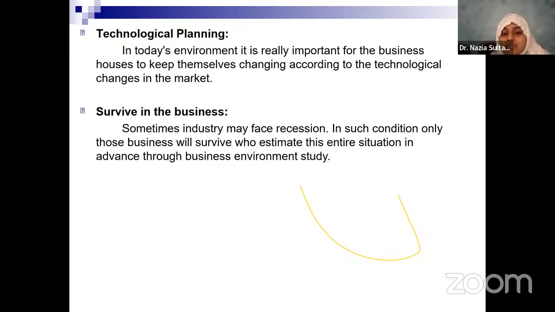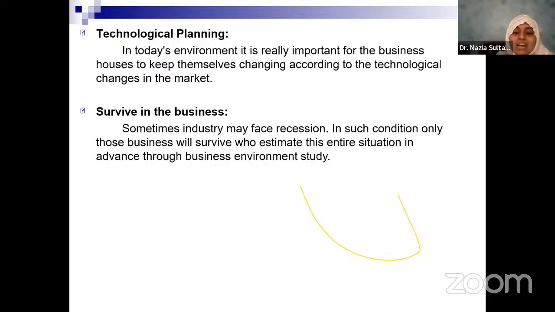Then, to survive, unless companies know what is happening around them, they will not be able to survive in the market because you have tough competition. Then there are regulations. Consumers are ready to jump from one brand to another if they are not satisfied. So unless you know the environment around you, you will not be able to survive in the market.